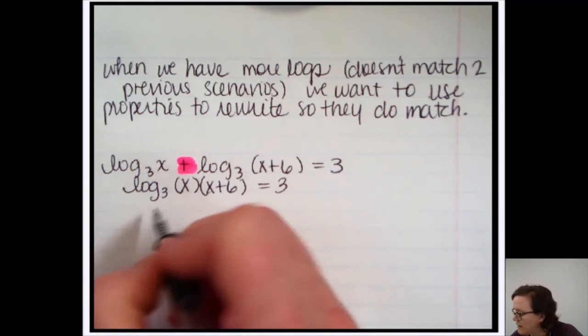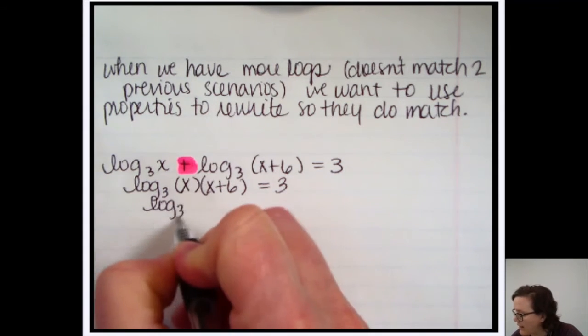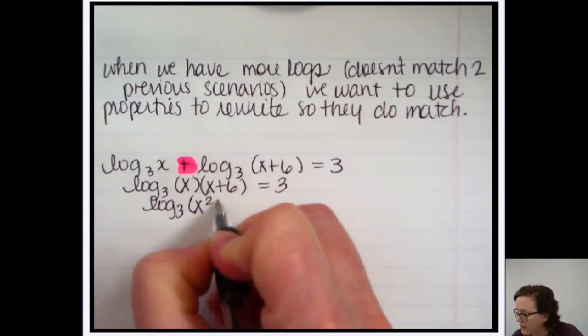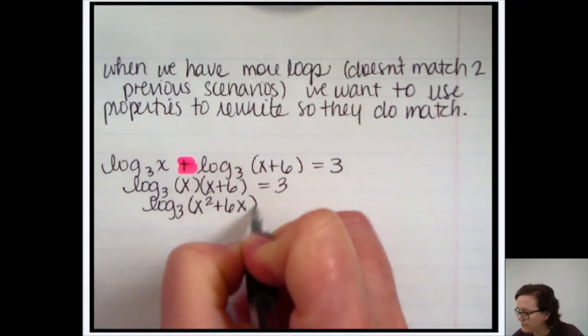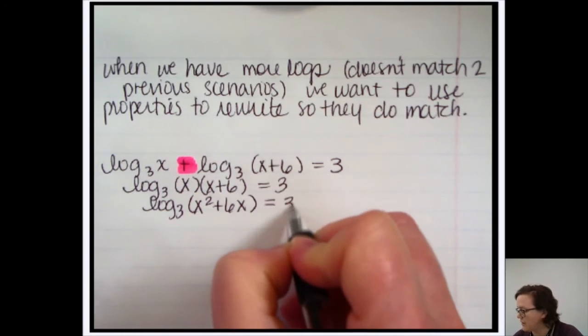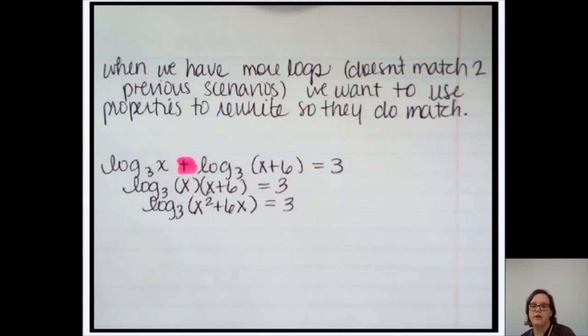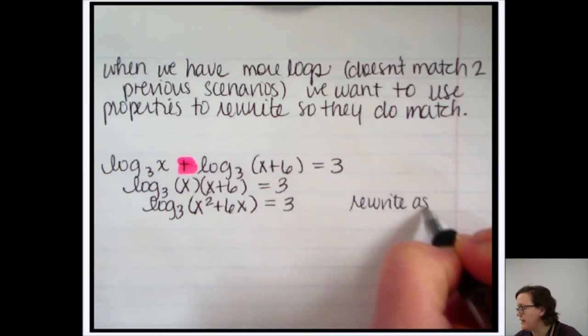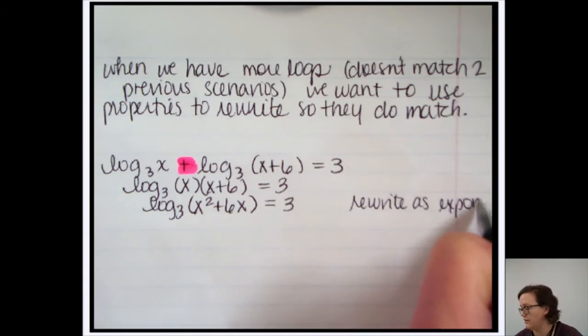Okay, so now let's go ahead and multiply that out. X times x plus 6 is x squared plus 6x, okay, and it's equal to 3. So now we have a single log on one side and a number on the other side. Now sometimes we forget what to do, okay? Well, once we have a single log, all we have to do is rewrite it as an exponential, okay?